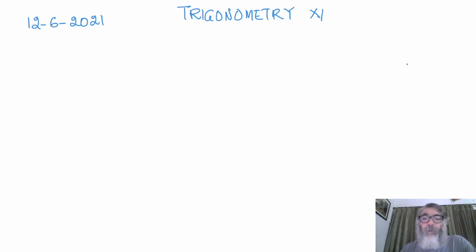We were doing compound and multiple angles, in which we discussed the formulas like sin(A+B) as sin A cos B plus cos A sin B. Then we discussed sin(A−B) as sin A cos B minus cos A sin B. Then we had discussed cos(A+B) as cos A cos B minus sin A sin B. Then we discussed cos(A−B) as cos A cos B plus sin A sin B.